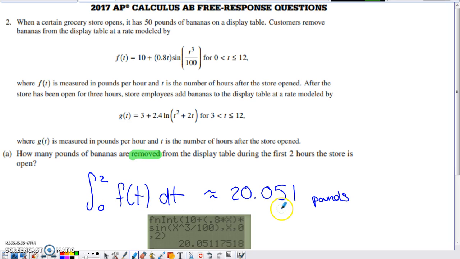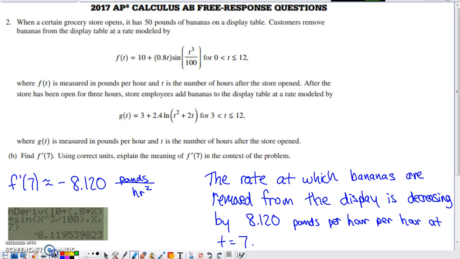to build that answer. And if you break out the calculator here, here's my TI-83 input that you see screenshotted to the bottom of the screen, and then rounding that to the third digit beyond the decimal gives you 20.051 pounds of bananas removed from the display over the first 2 hours that the store has been open.